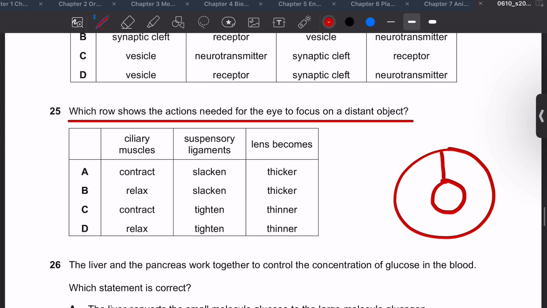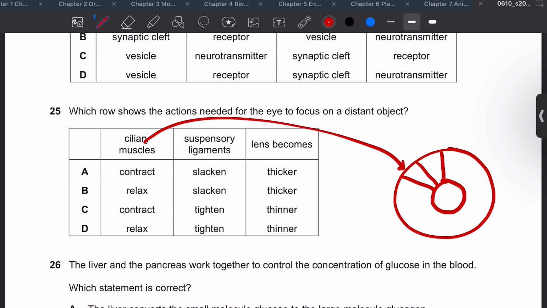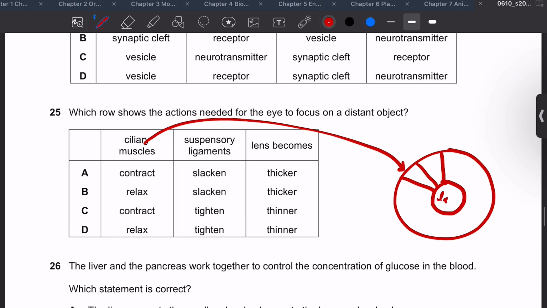It is connected to the muscle called ciliary muscle. Ciliary muscle is rather circular, and the lens is connected to the ciliary muscle by ligaments called suspensory ligaments. So when the lens has become thinner, it has become stretched. So the muscle relaxes and gets expanded, and it pulls the lens by pulling the suspensory ligaments.